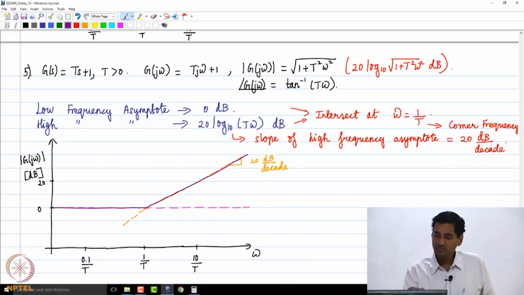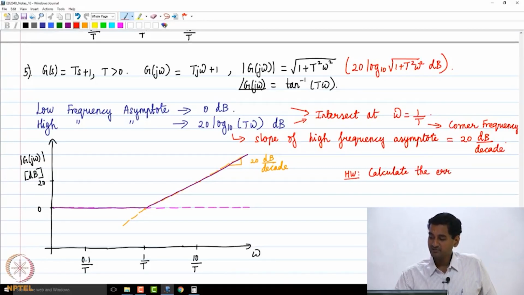And as homework, okay, calculate the errors, the error in magnitude as before, okay, but you will see that it is a very simple process, but I want you to do it.